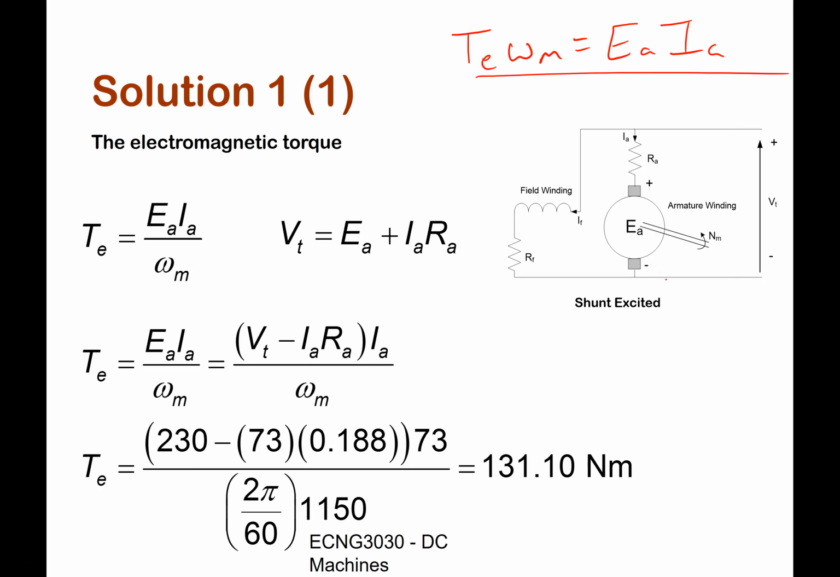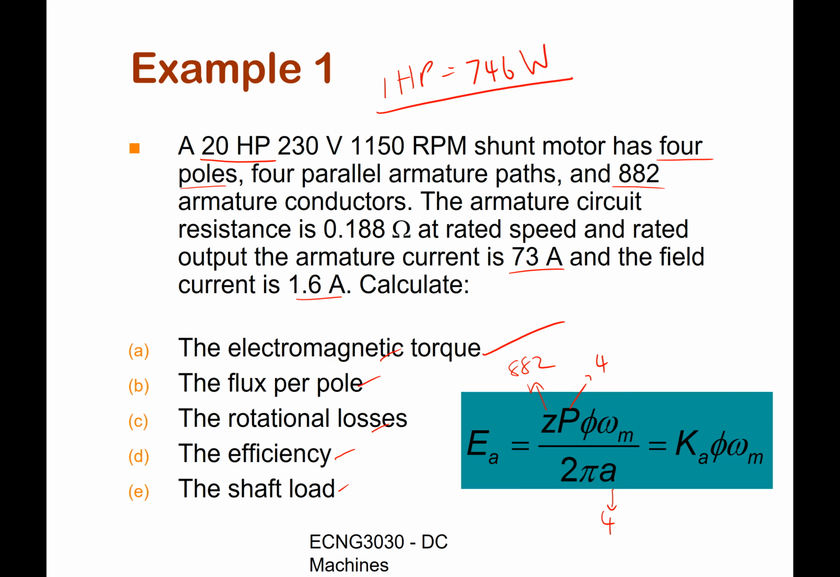So we know TEωm, which is the electromagnetic power, is equal to EAIA, which is the electric power delivered from the source. So what we need to do now is we need to find TE by getting these values. So we know IA is 73 amps at full load. This was given in the question. Just to go back, you'll see here 73 amps.